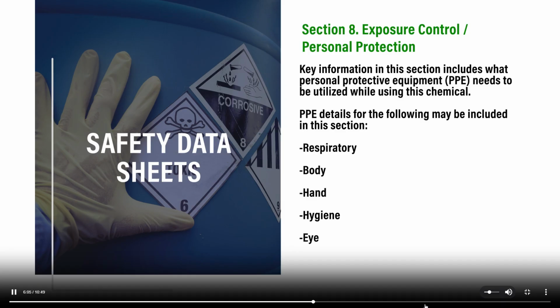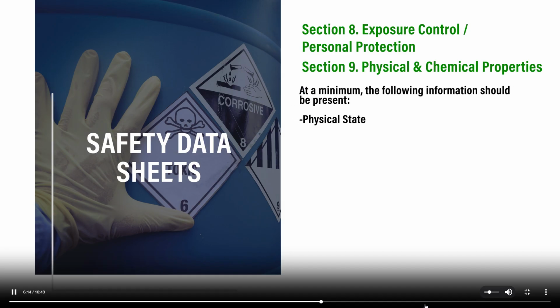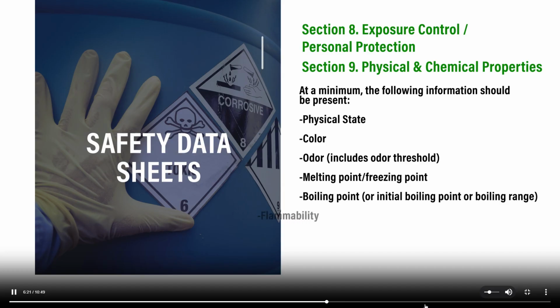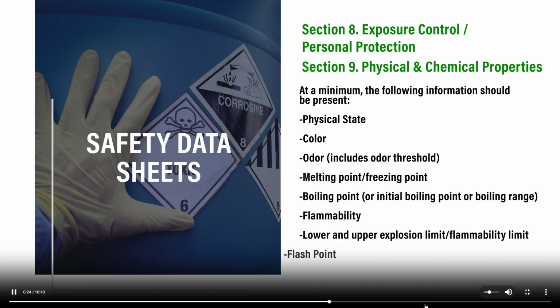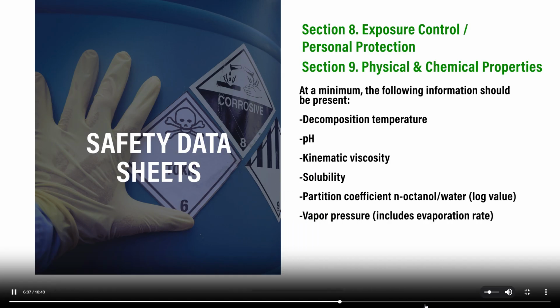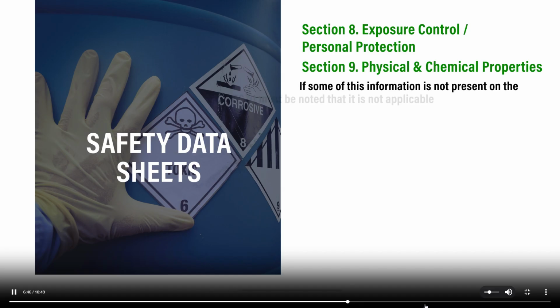eye. Section 9 of the safety data sheet contains information regarding physical and chemical properties. At a minimum, the following information should be present: physical state, color, odor, melting point or freezing point, boiling point, flammability, lower and upper explosion limit or flammability limit, flash point, auto-ignition temperature, decomposition temperature, pH, kinematic viscosity, solubility, partition coefficient, vapor pressure, density, relative vapor density, particle characteristics. If some of this information is not present on the safety data sheet, it must be noted that it is not applicable or not available.